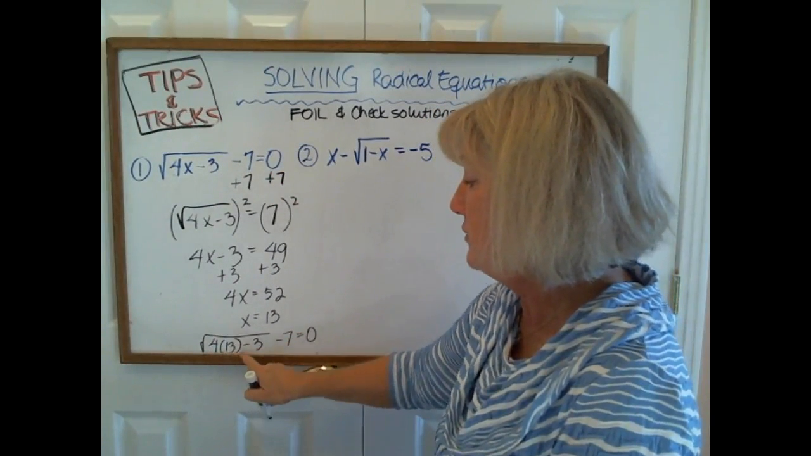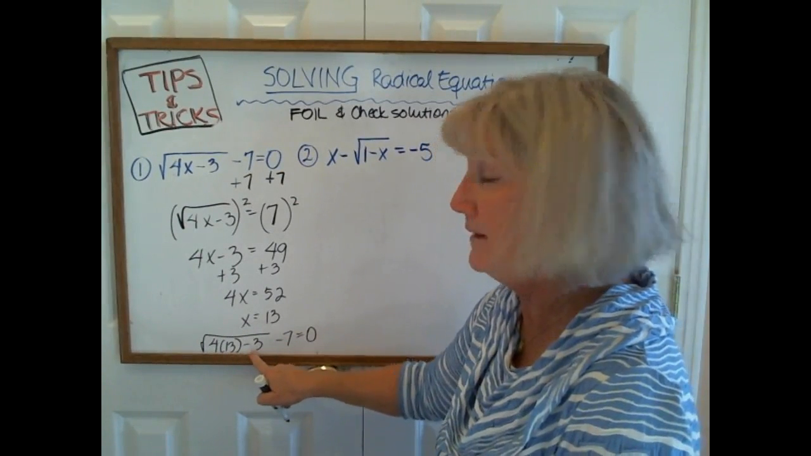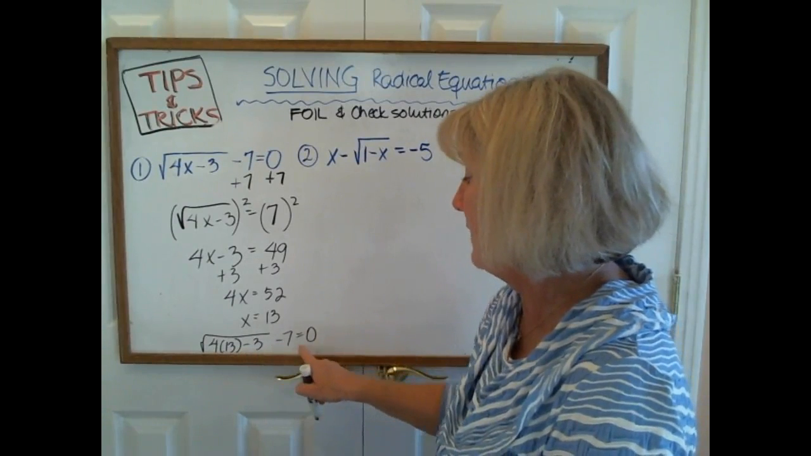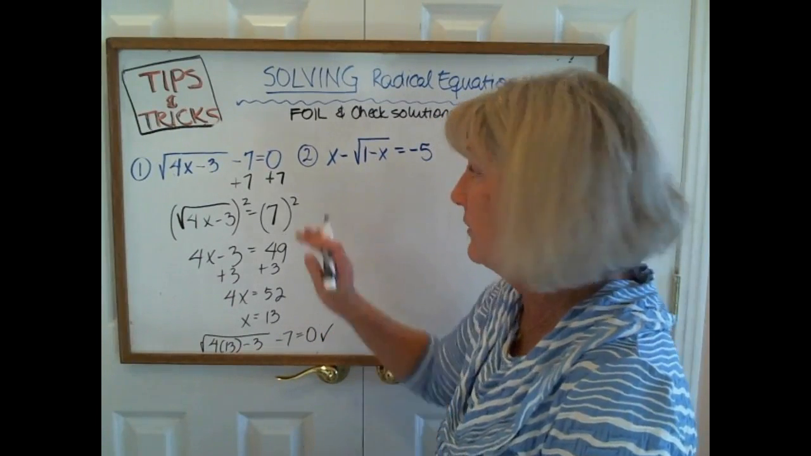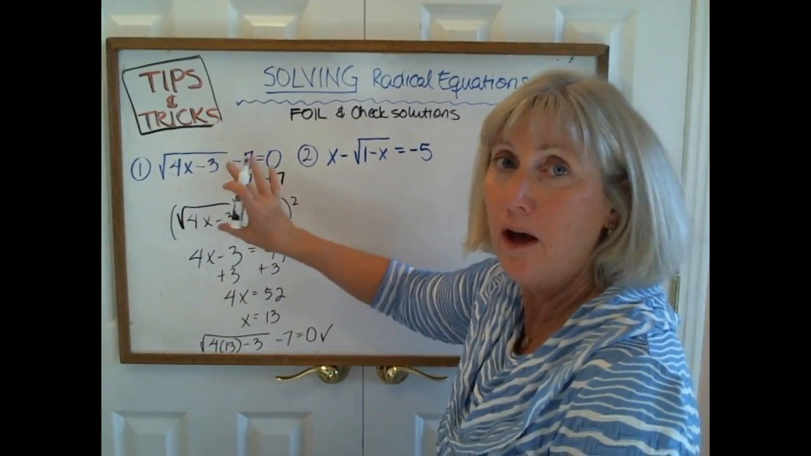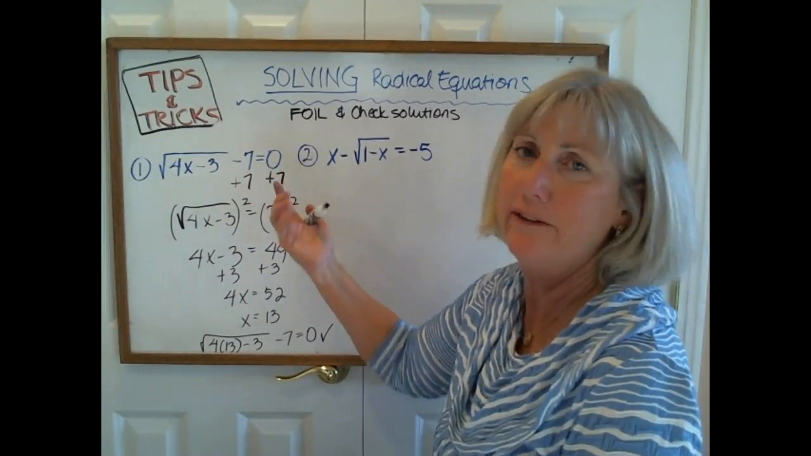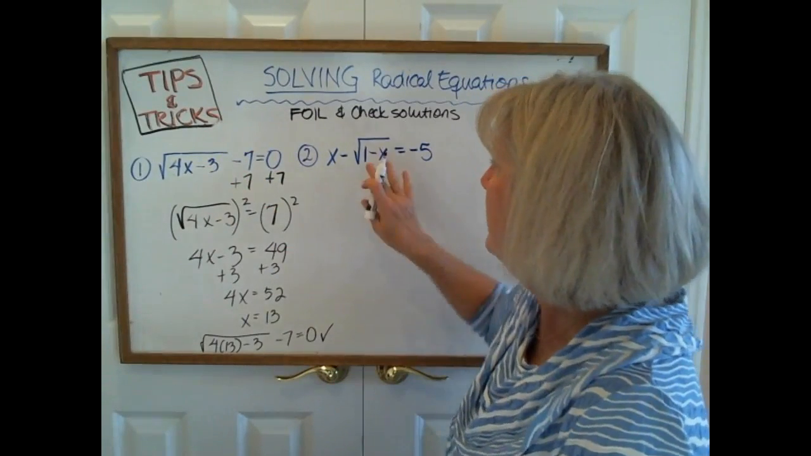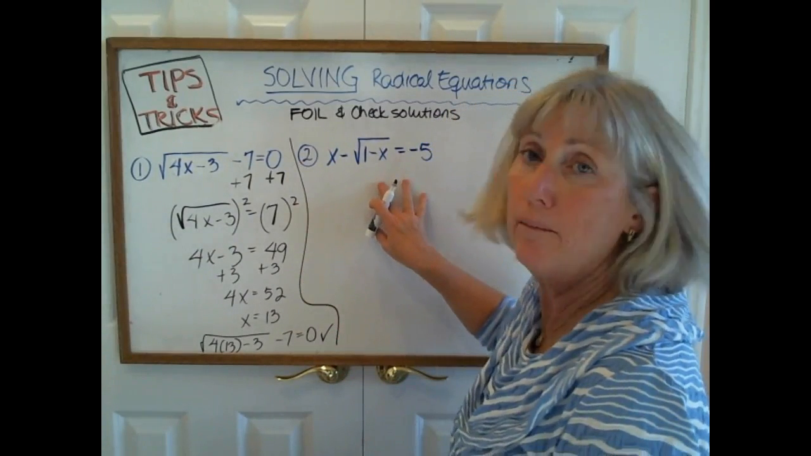So this is 52 minus 3, which is 49. The square root of 49 is 7. 7 minus 7 equals 0. So that checks out. So that's the simplest example of solving square root equations. Not quite, because you have to move the 7 over, but it's still pretty simple. This one is a little bit more complex.